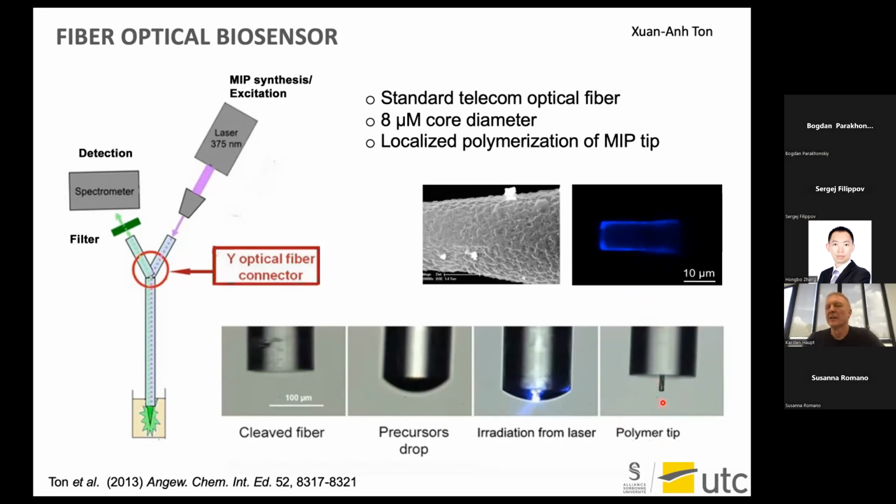polyacrylate. This is the optical element, and then we dip this tip again in a mixture of monomers, and this time we use the monomers that we need for molecular imprinting. So we get a very thin layer of molecularly imprinted polymer around this micrometer-sized tip.